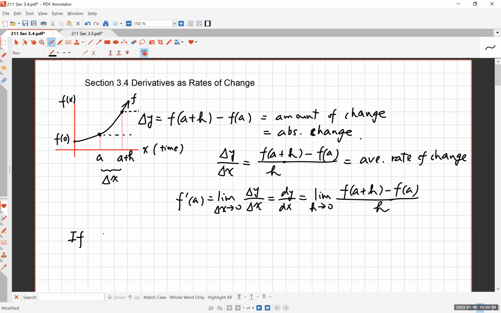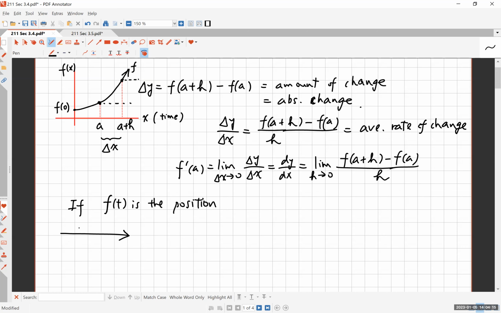Now, in this case, we are not told what f is, but if f of t is the position, or maybe the distance traveled, of something that's moving linearly along a line, say the number line, then f prime of t, which is the derivative, is the instantaneous rate of change of position. We know this better as the velocity.